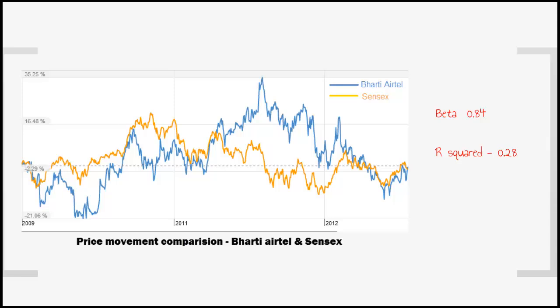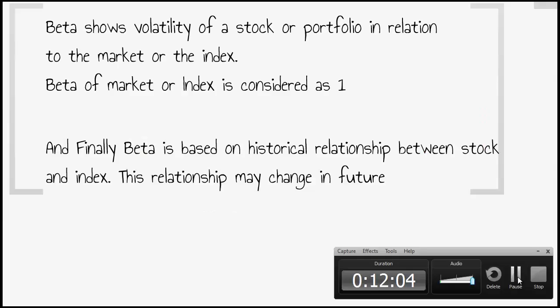In fact, let us take another important comparison. Here we see Bharti Airtel compared with Sensex. Beta of Bharti Airtel is 0.84, which means it should more or less move in line with the market. But R squared is very low, which means only 28% of Bharti stock movement is actually because of the market, whereas the rest is because of factors individualistic to the particular company, which are also called unsystematic factors.